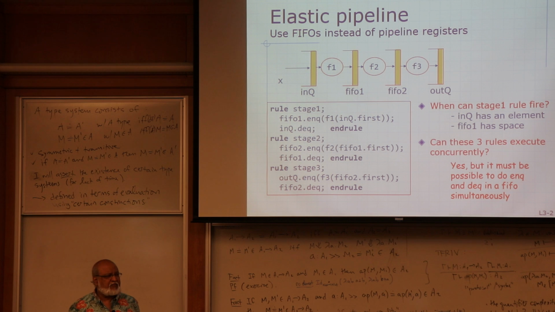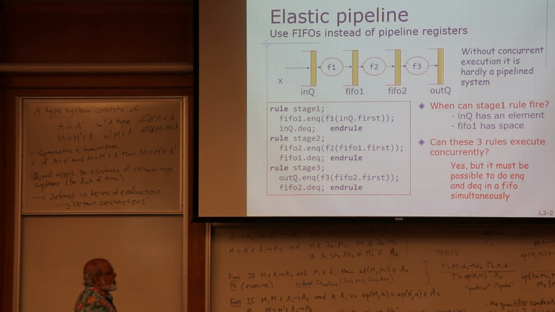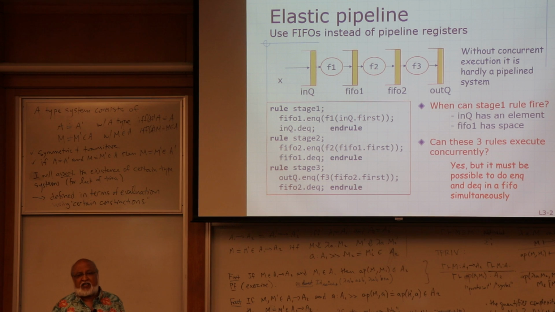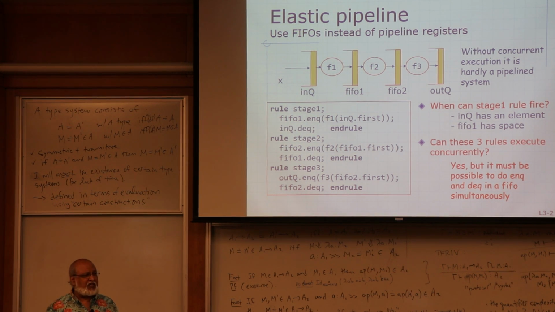Yes? Very good. Okay. And just before I go any further, I think you will say that this is hardly a pipeline system if these rules can't fire concurrently. Yes, one rule at a time semantics is great, but from a hardware point of view, you want them to go ka-chunk, ka-chunk, ka-chunk, right? They must all fire at the same time, because that's what we mean by pipeline systems.